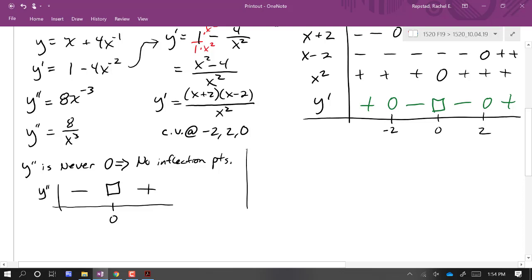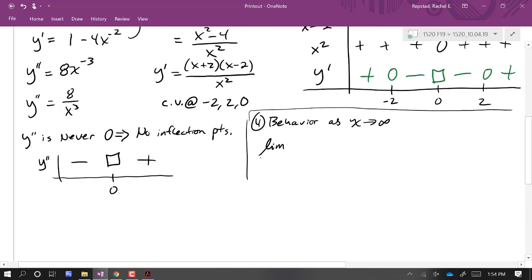Let's talk about the end behavior. This will be interesting. We want to find the limit as x approaches infinity of x plus 4 over x. Now, as x gets huge, what happens to 4 over x? It gets smaller, and then this gets huge, right? So overall, what happens? It gets huge. So this limit is infinity, but we're going to be more specific, all right?